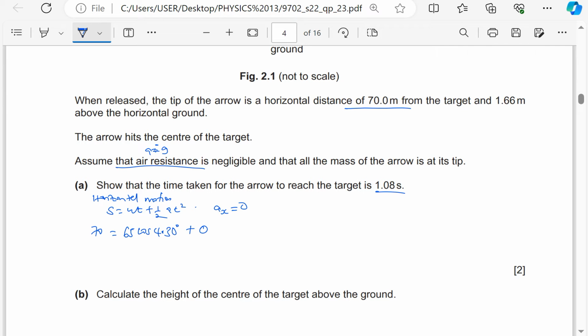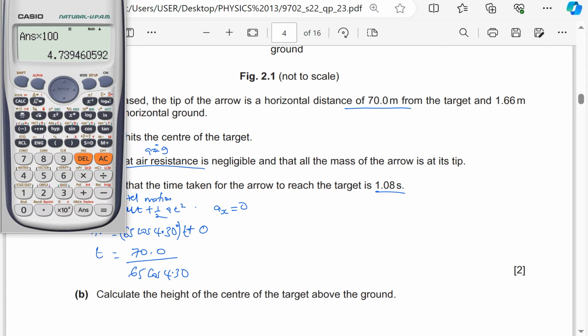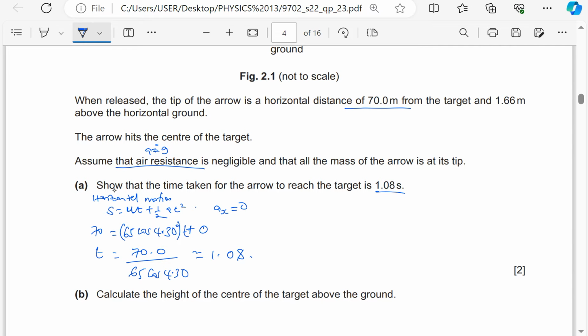Okay, so here I'm trying to find the time. Oh, there's a t here. This is 65 cos 4.3 times t plus 0. There's a t here because it's ut. So it means t is going to be 70.0 divided by 65 cos of 4.30. So 70 divided by 65 cos of 4.3, which is 1.0799, which is approximately 1.08 seconds as required.